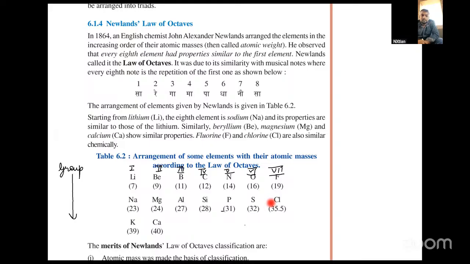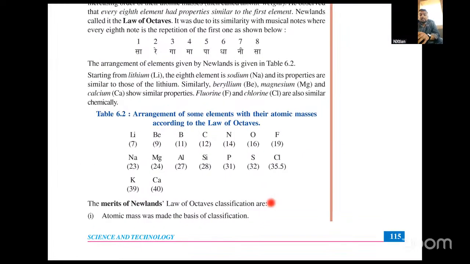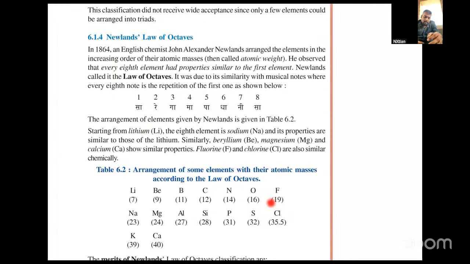Did you understand? Yes, sir. No. But here, first we will learn the merits. Merit means the good things we learn from it. Now a 5 marks question they can ask is, what is Newland's law of octaves, and what are the merits and demerits? So first we're going to learn what is Newland's law of octaves. I request Edric, read it slowly, okay? Read Newland's law of octaves, please. Edric.